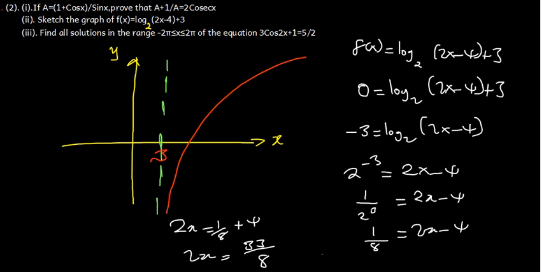So this is 33 over 8. Okay, we want to remain with only x, so divide by 2. So x is going to be equal to 33 over 16. So this value here is 33 over 16 comma 0. Alright, so that is the sketch.